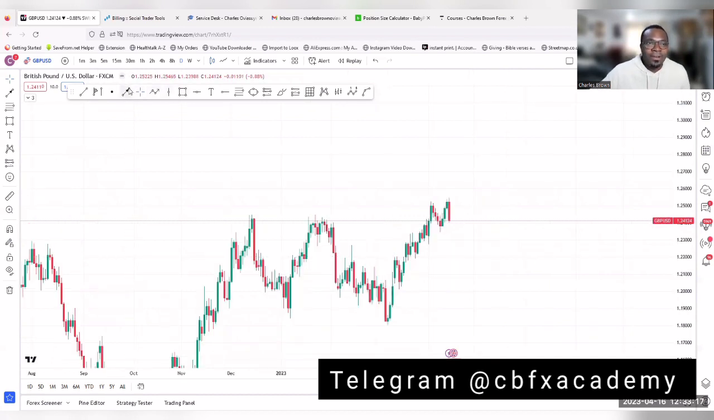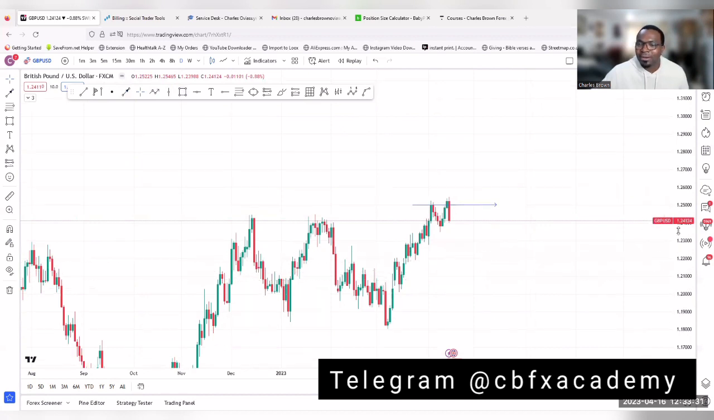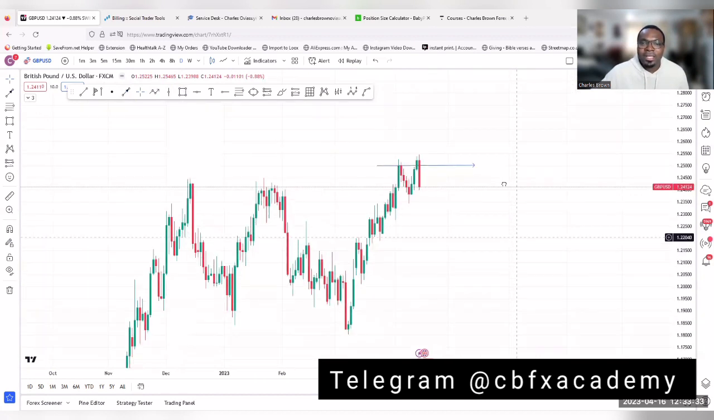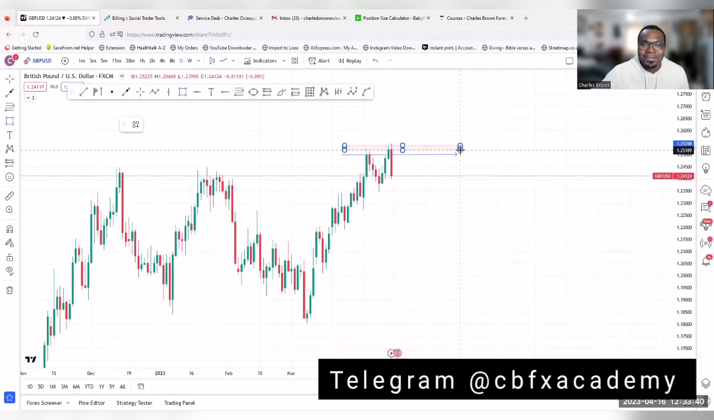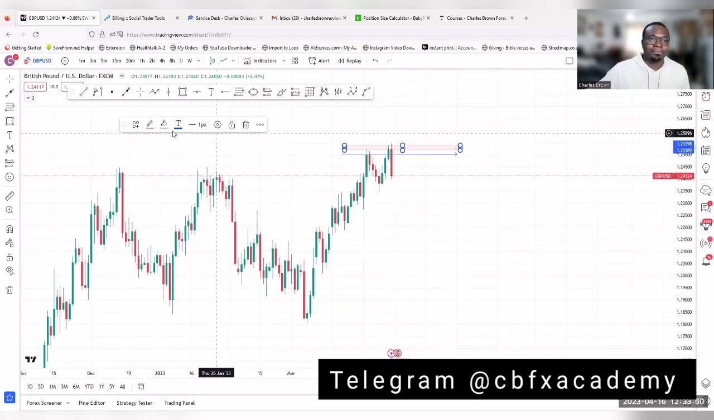Why did I say it's funny? Because if you look at the closure of the candle, that is a break of structure right there on the daily. We just had a break of structure right there on the daily, but yet we can see this as a double top as well, right? A break of structure with a double top. Crazy, right?